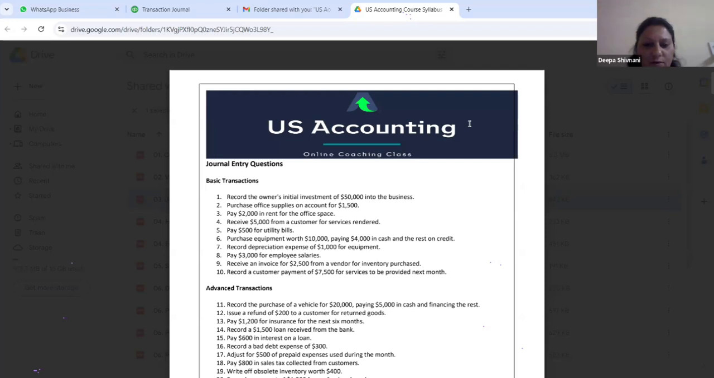Record depreciation expense of $1,000 for equipment. Now, this is a non-commercial transaction. There is no transaction of bank or cash, but this is an internal business transaction, and it is your expense. So depreciation means it is your expense. You have to debit depreciation expense account, and credit the account on which product you are depreciating, that is your equipment.